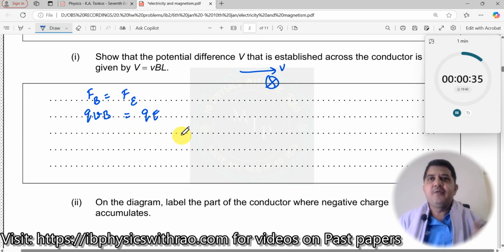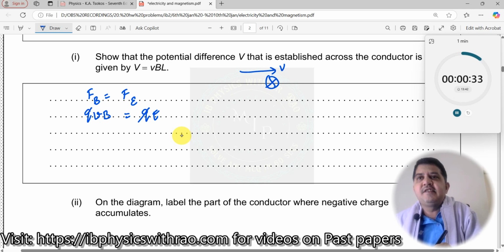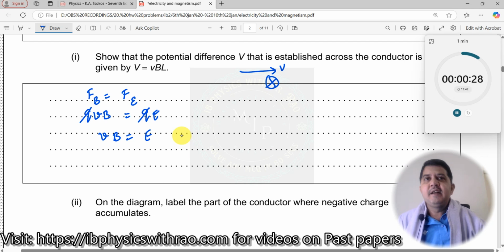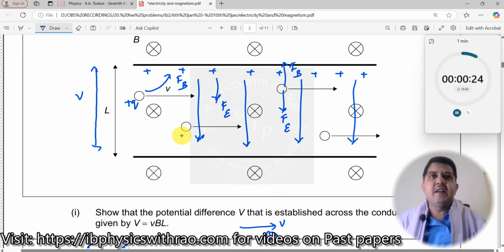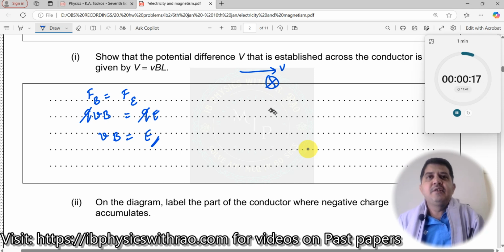Next, using this, I can cancel this Q and Q, and I will be able to write V into B is equal to capital E. Now what is E here? E is the electric field. But do I have the electric field? No. I have the potential difference and the length between the plates. So V divided by L is nothing but the electric field.